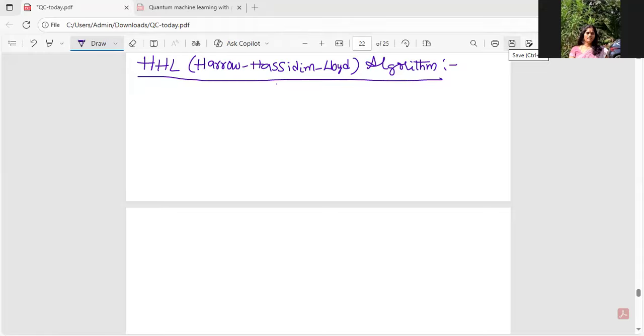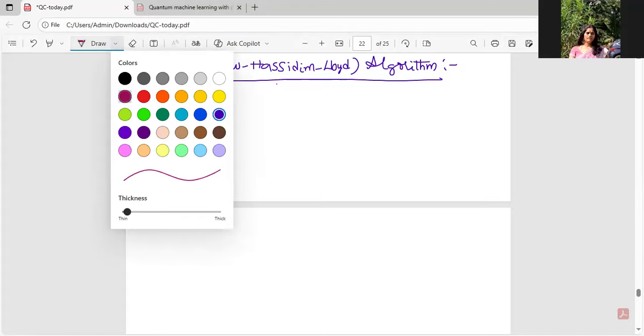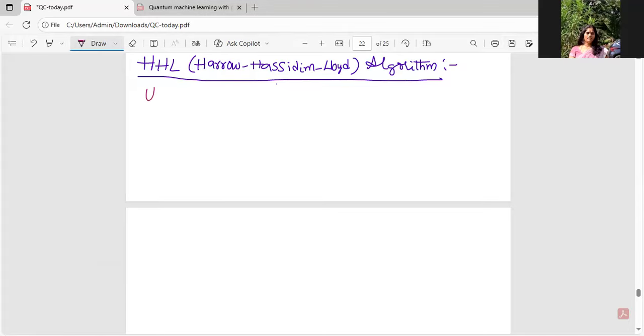Let us see the HHL algorithm, guys. The HHL algorithm is usually used to solve a system of equations. All of us are aware of how to solve a system of equations, guys. Usually AX is equal to B would be the system.